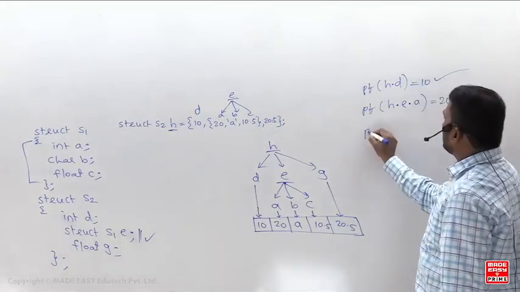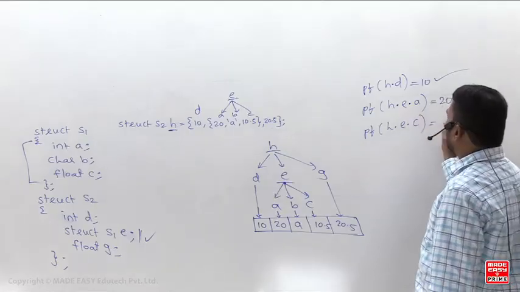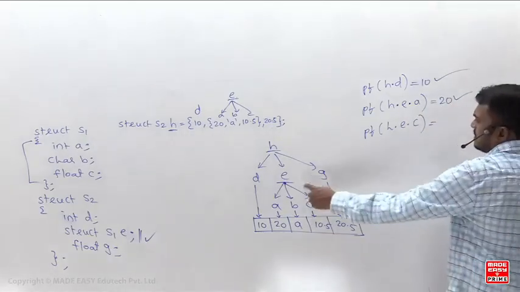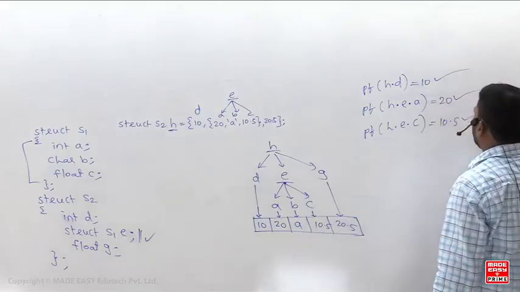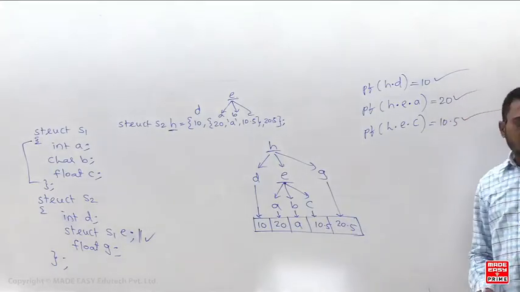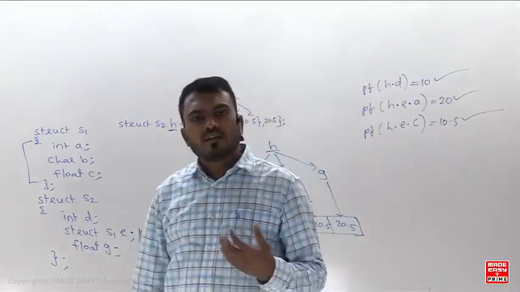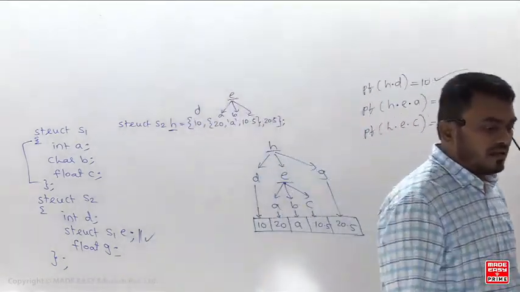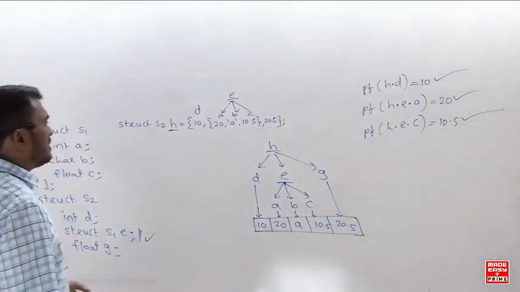Okay, and next now tell me printf h.e.c, how much will print? H.e.c, so it's 10.5. Okay, right. So the same thing, right? The way you are storing, in the same way you have to access. Is that clear? Is that clear for everyone?